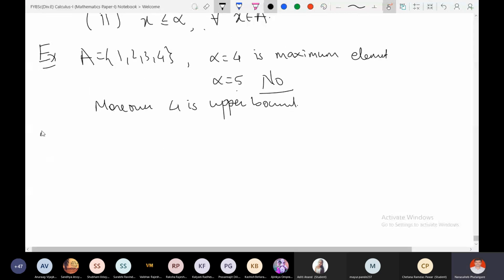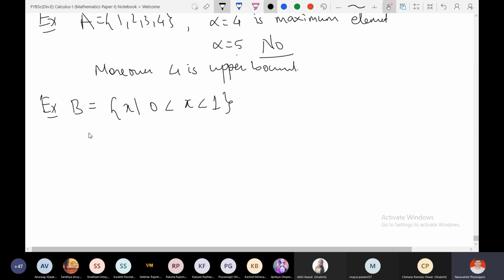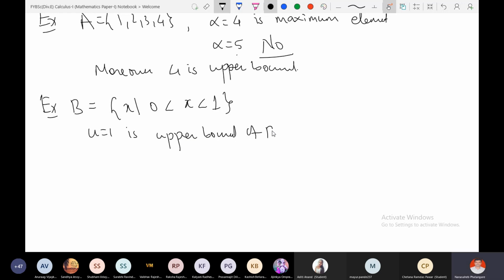Now let us see another example so that you can understand the difference between maximum element and upper bound. So u is equal to 1 is an upper bound of B. Now what is the maximum element of this set? This set is non-empty, but what is the maximum element? 0.9 recurring. So you said that alpha is equal to 0.999 recurring nines, right?